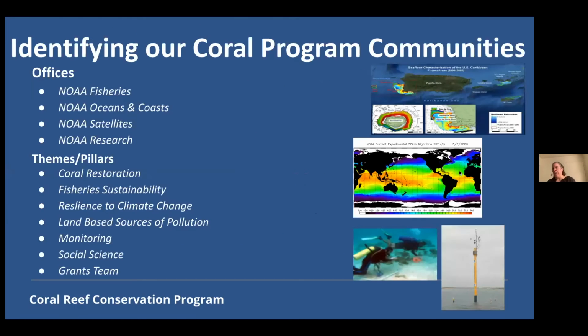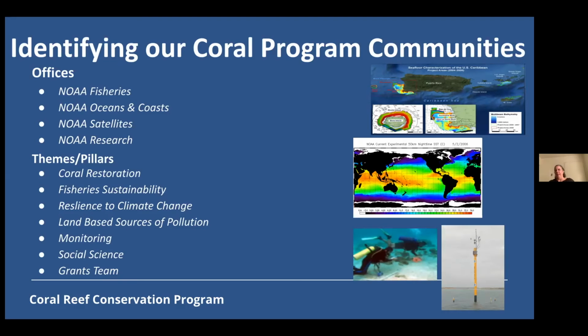Next. So with a couple of failures under our belt, we decided to sort of reorganize and try and figure out how to engage with stakeholders in a more effective manner. The Coral Program within NOAA crosses 4 offices, and we also have a number of thematic areas where staff might work across multiple offices. So we gathered a core group of staff together from each office as well as each topical or focus area. So we had a key group of stakeholders.